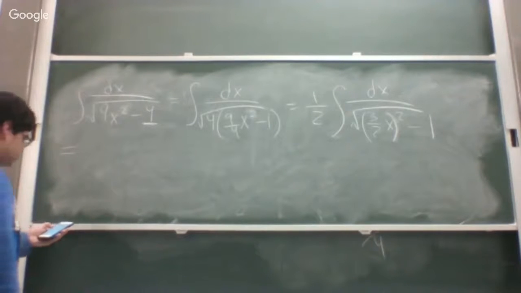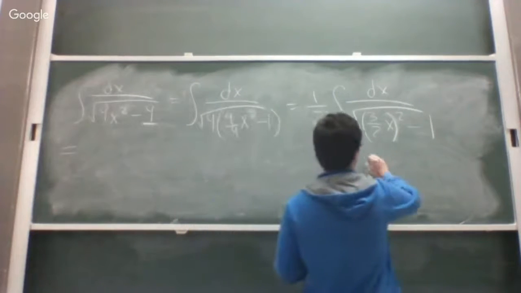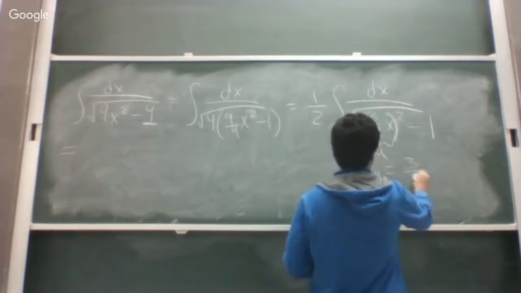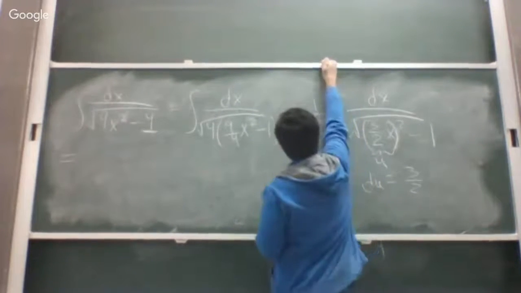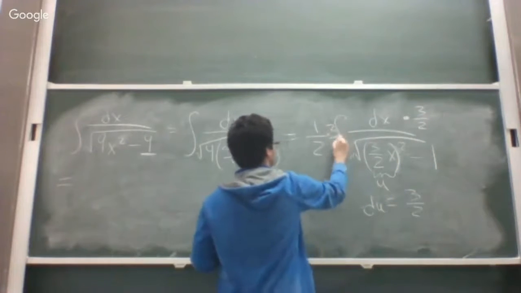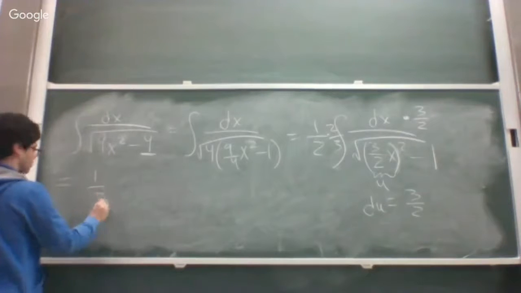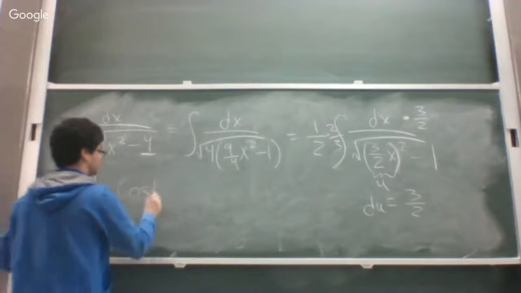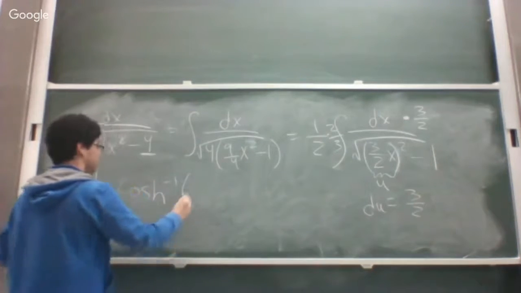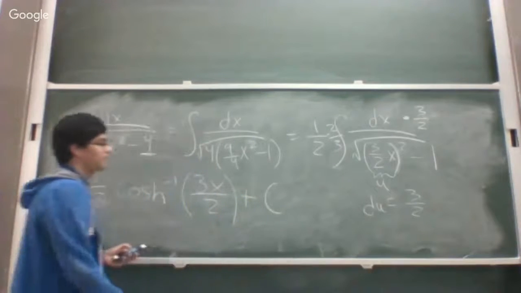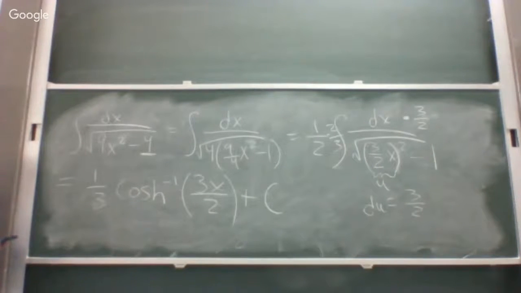So before we substitute in, we can actually do our u and du. So if this is our u, u is equal to 3/2 x. We multiply the top by 3/2, outside by 2/3. We're left with 1/3. Now we can just do the substitution, which is cosh inverse of 3x over 2 plus C. Did this all make sense?